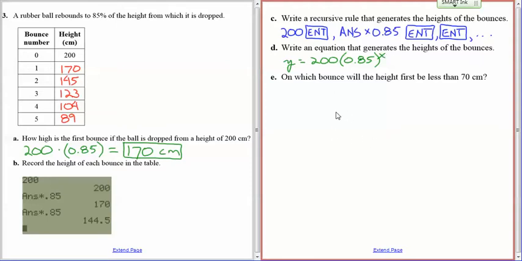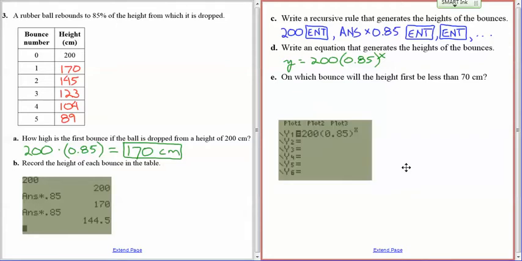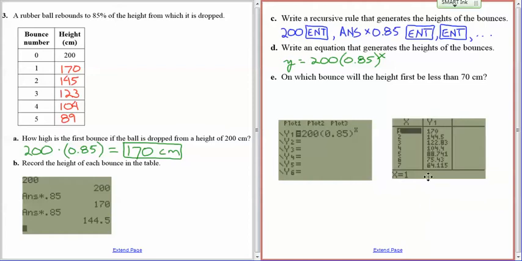And on which bounce will the height first be less than 70? So I went ahead and entered the equation into my calculator, went to the table. You can see down here in the 7th bounce, that's the first time it's less than 70. So my answer is the 7th bounce.